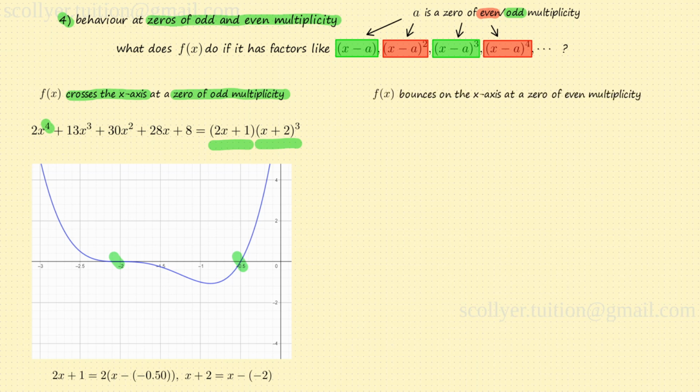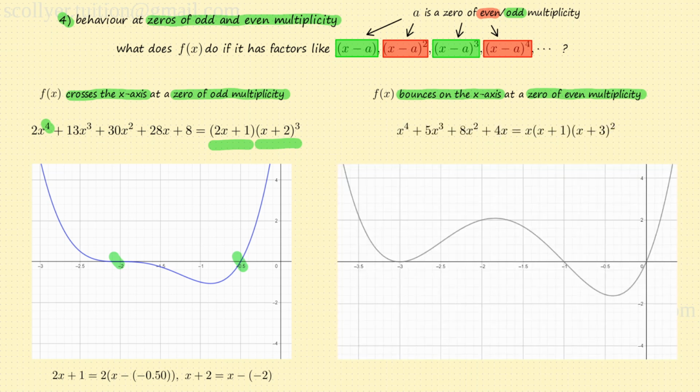On the other hand, if we have a zero of even multiplicity, then the graph of f of x bounces on the x-axis. It does not cross it. And here we see a polynomial of degree 4, which can be factored as x times x plus 1 times x plus 3 squared. And so we have a zero of even multiplicity at minus 3, and we can indeed see that the graph of f of x bounces on the x-axis at minus 3. It does not cross it.